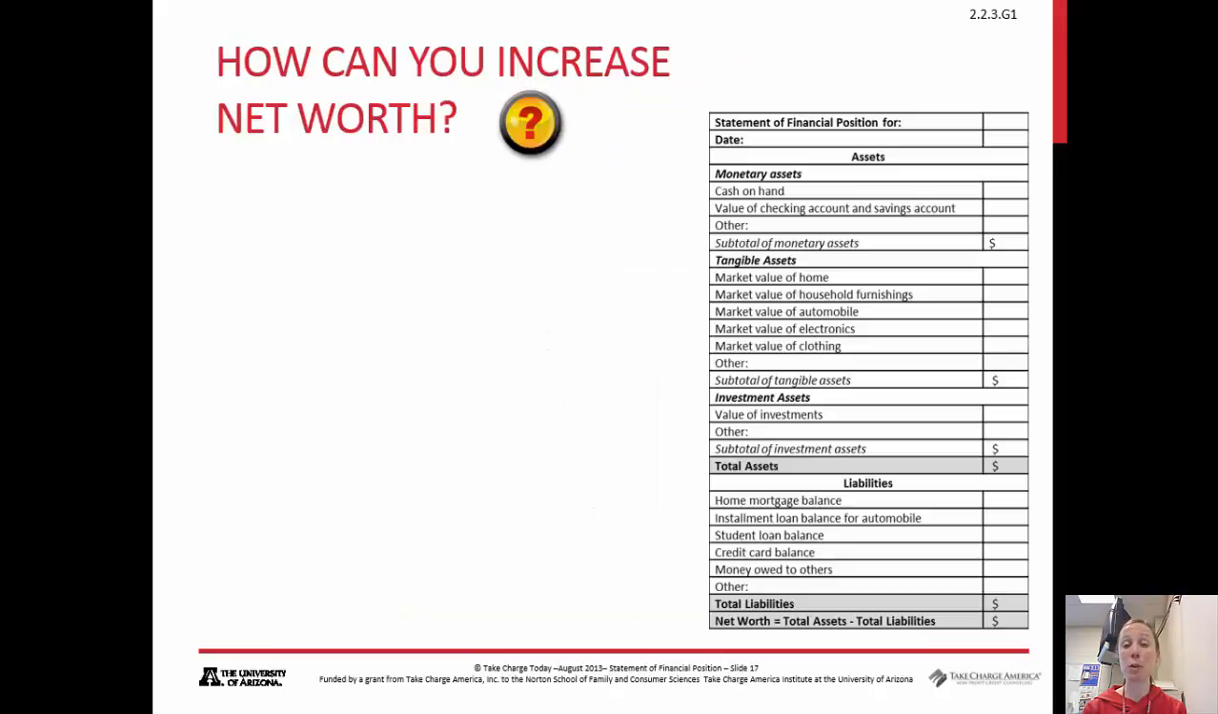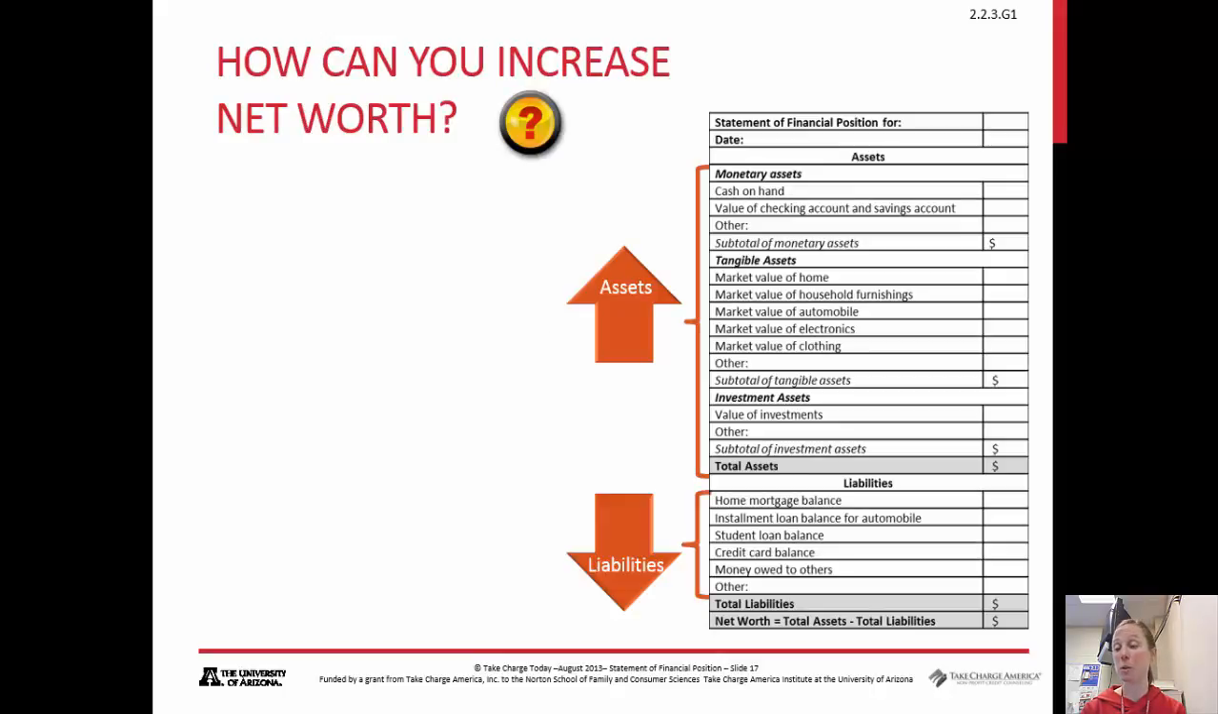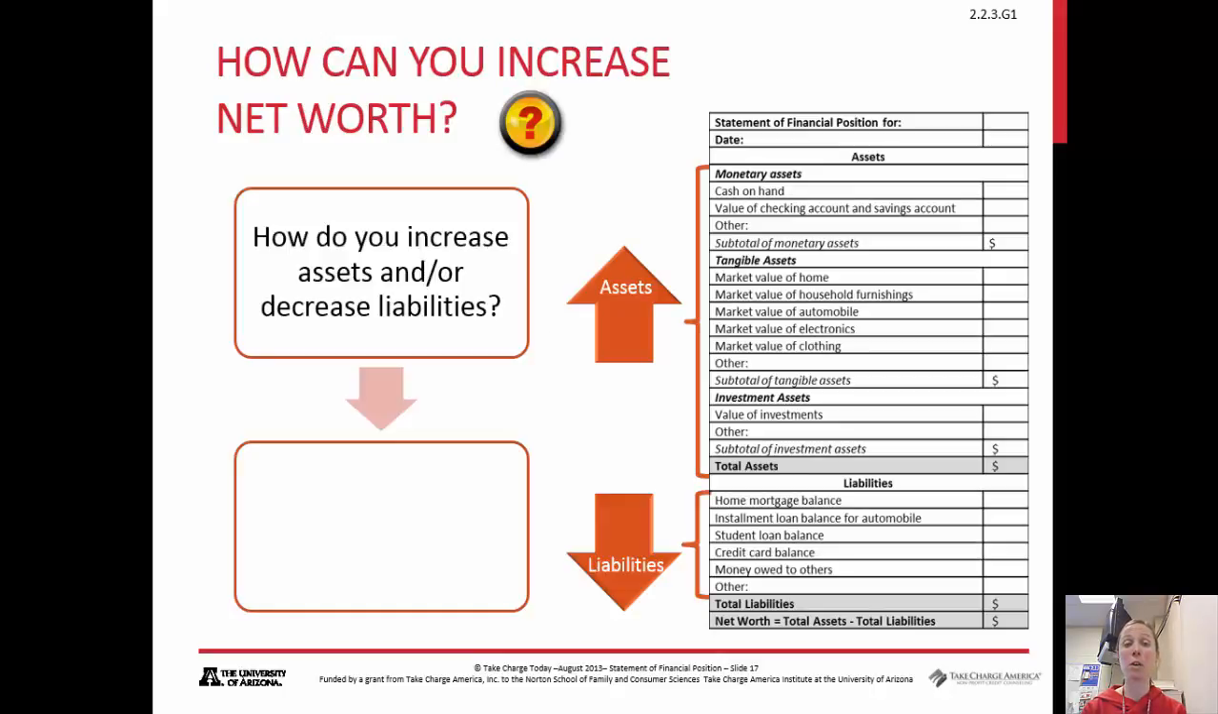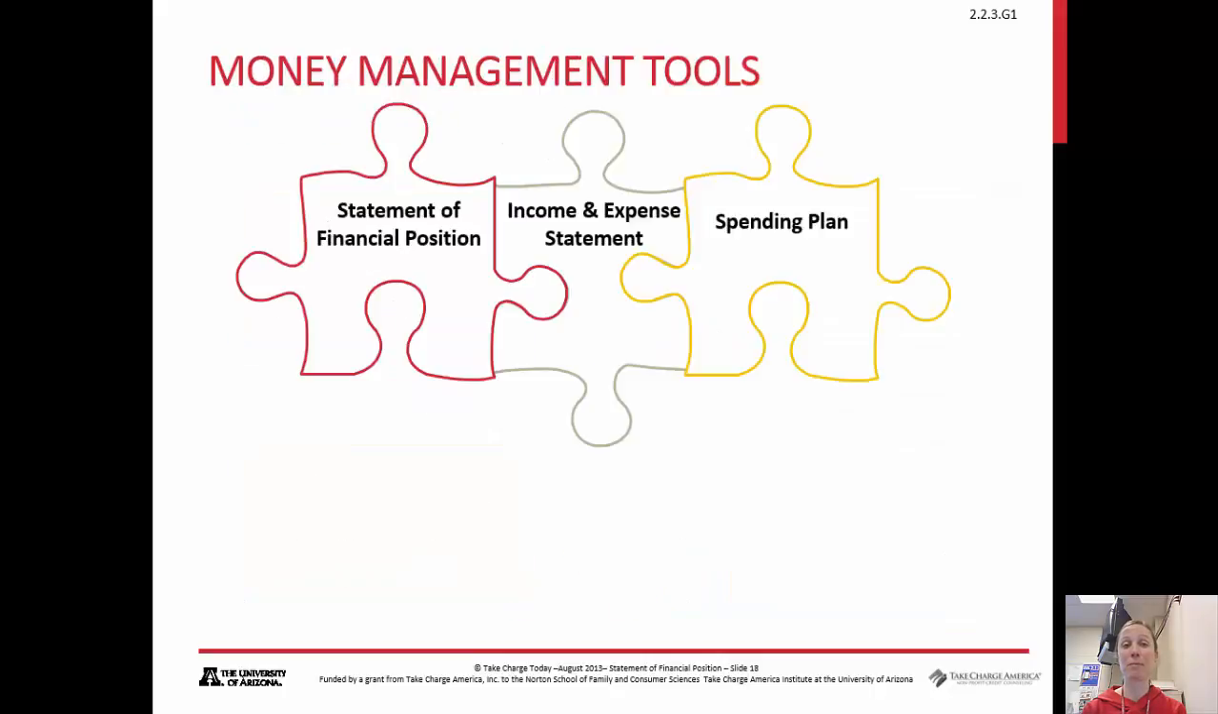How can you increase your net worth? Lots of different ways. Your assets can go up, your liabilities can go down. Both or either or will add to your net worth. And how do you do that? You have to manage your money wisely. So that's how these three lessons will be going together.